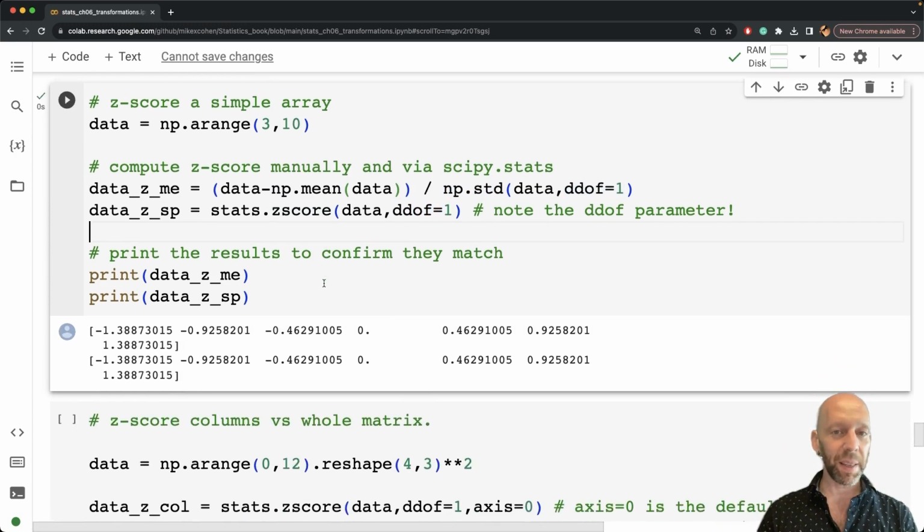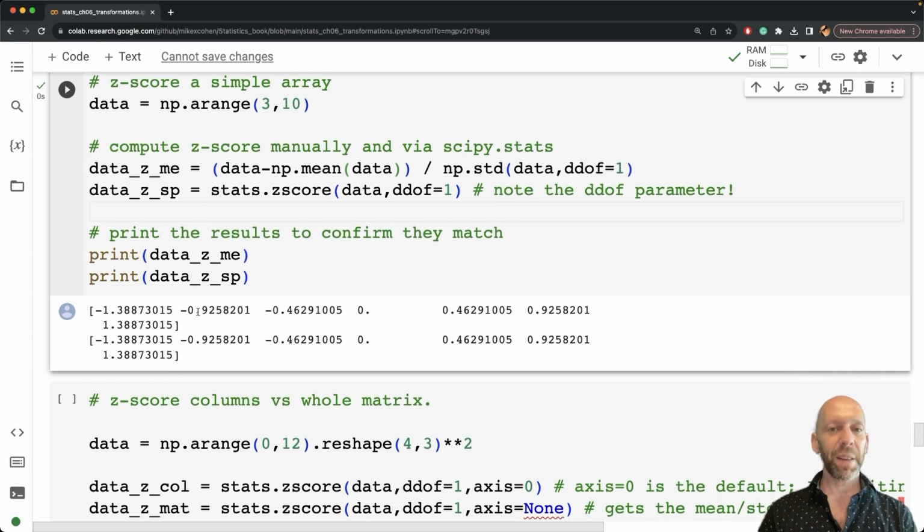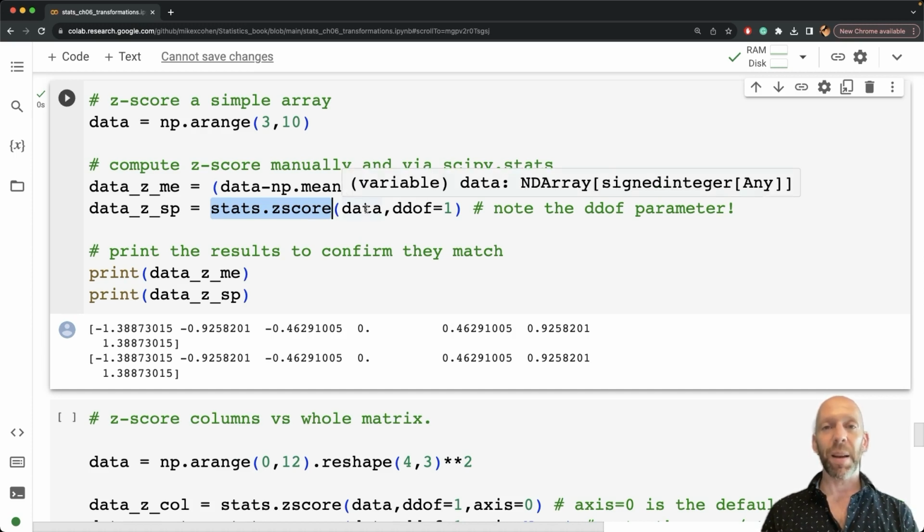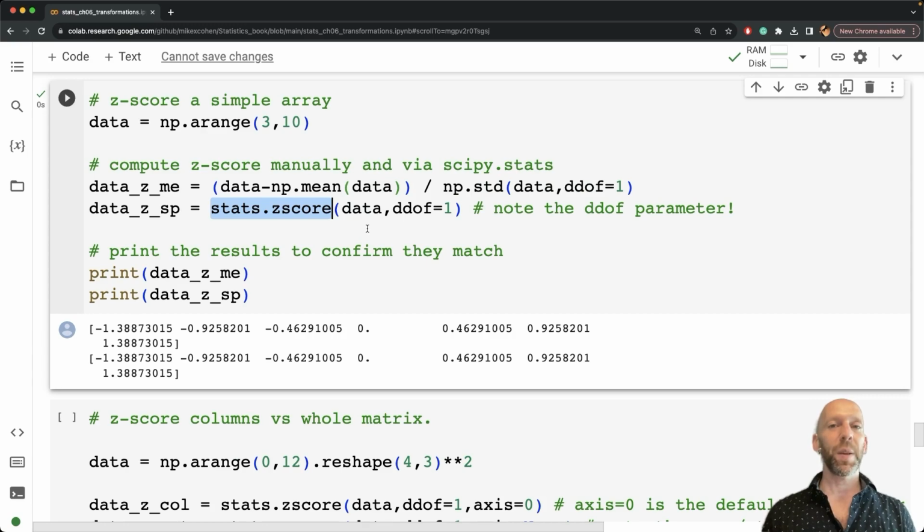Not surprisingly, we print out these two vectors and they are identical to each other, which basically just shows that this function implements the same thing that this implements. But it turns out that stats.zscore has a couple of additional options that allows you to do the z-score transformation in more flexible ways if you have a matrix of data. And that leads me to the second part of this exercise.